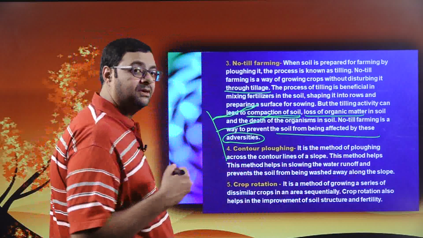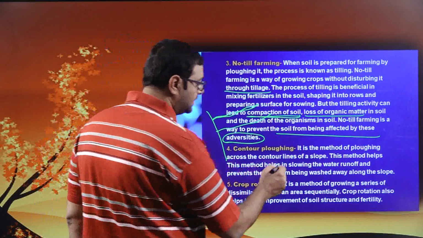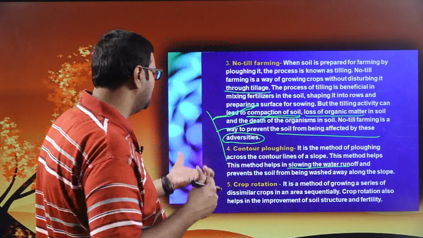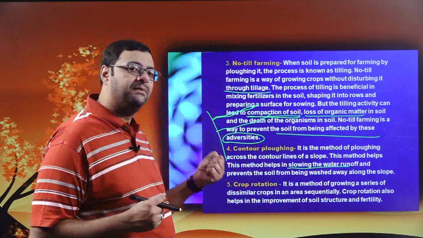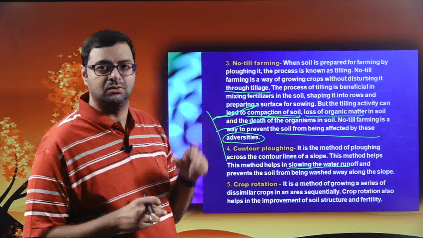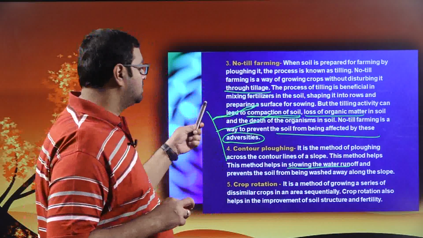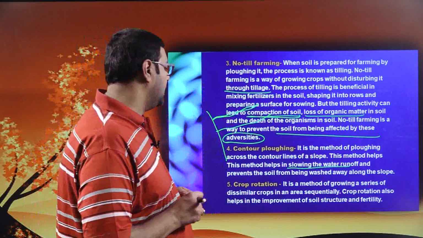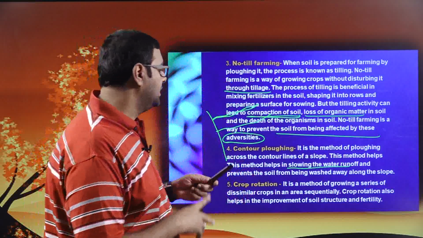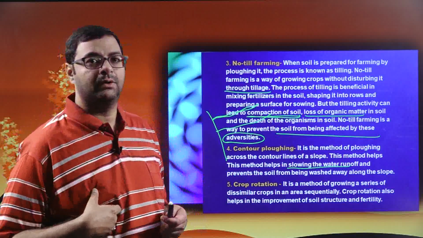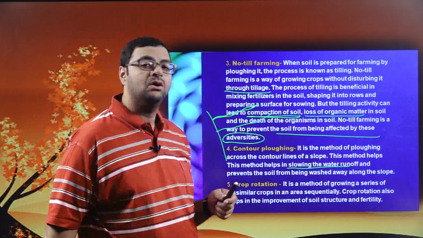So what is the purpose of this method? This method helps in slowing down the water. Just like terrace farming, this is also a similar method, but you have contours here. You plow along the contours. So when you do that, the soil water holding capacity will increase. That is one thing. And the soil will not get washed away along with the slope. So that is basically what contour ploughing is.